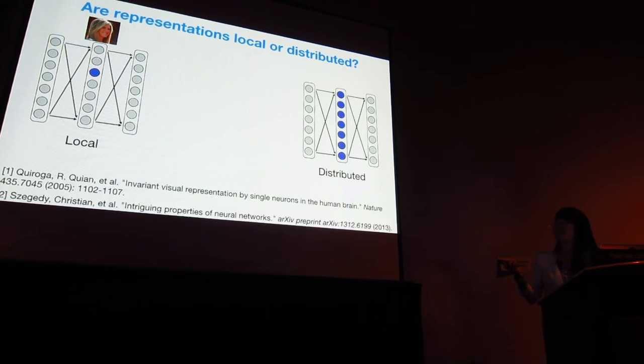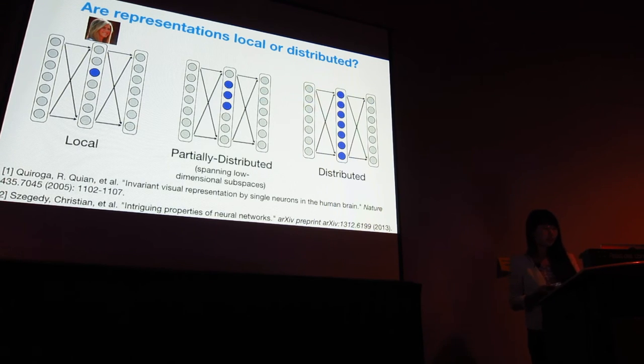In contrast, in the distributed case, the concept of Jennifer Aniston is not represented by any single neuron, but instead by the entire collection of neuron activations. And Szegedy et al. have argued for a distributed representation on the second last layer in the network. Or it could also be somewhere in the middle, where neurons learn to span low-dimensional subspaces, and the representations are distributed across some units, but not all of them.